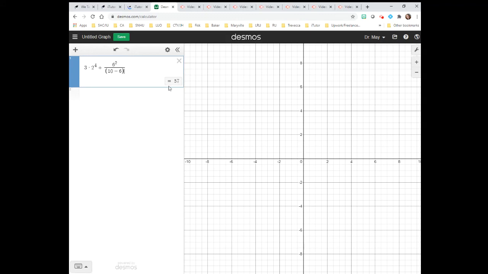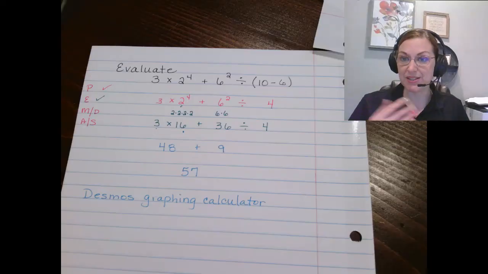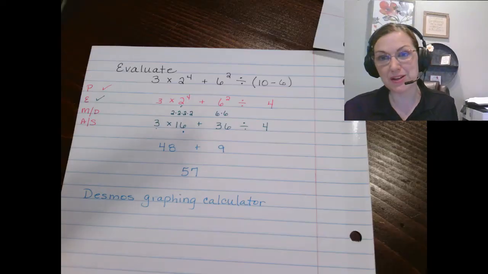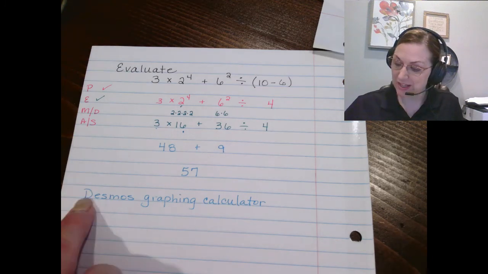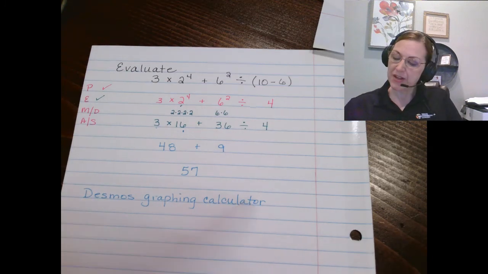And friends, look at what Desmos has told me the value would be. It's 57. This lets me know that I am correct. I have solved the problem correctly. So feel free to use the Desmos graphing calculator. It's 100% free. And just search for that Desmos graphing calculator.